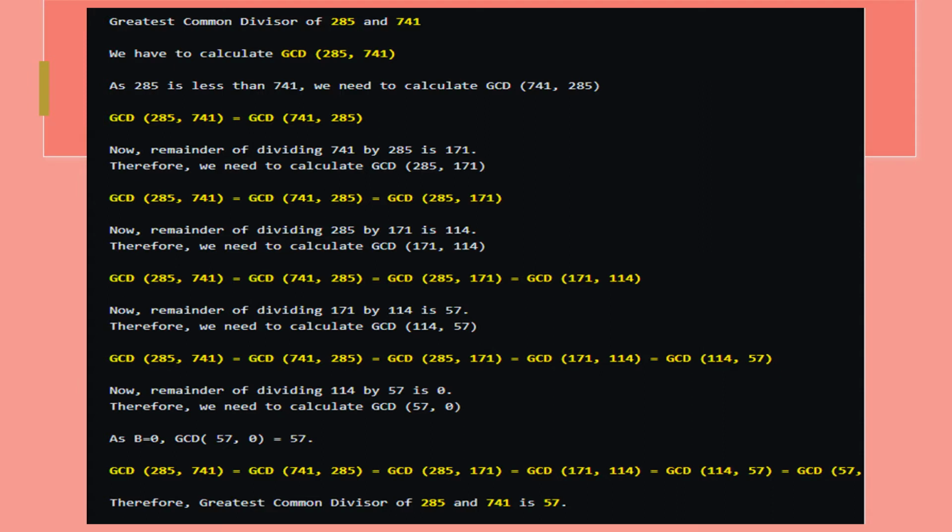So the whole thing we got using the Euclidean algorithm can also be explained step by step like this. The GCD of 285 and 741 is nothing but the GCD of 741 and 285, which is the same as the GCD of 285 and 171, because 171 was our remainder. And again, we find the GCD of that 171 and the remainder we get. Again, 114 and the remainder, and 57 and the remainder was 0. So that 57 happens to be the GCD of the two numbers.